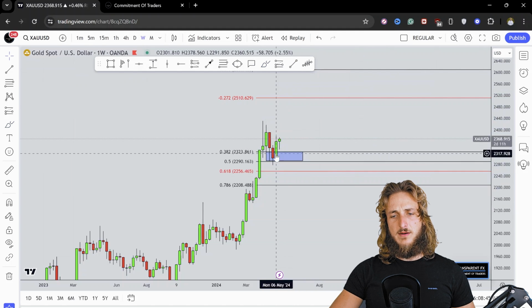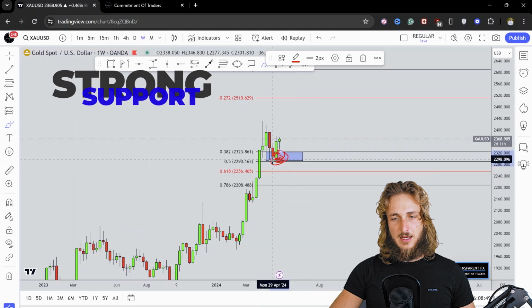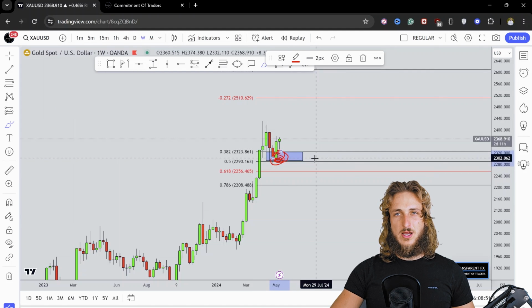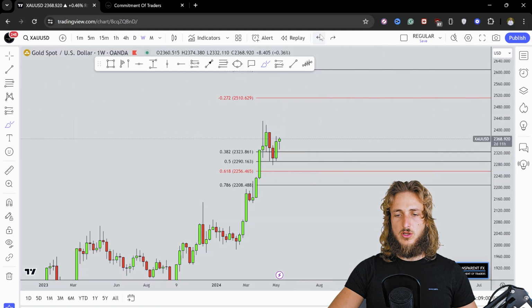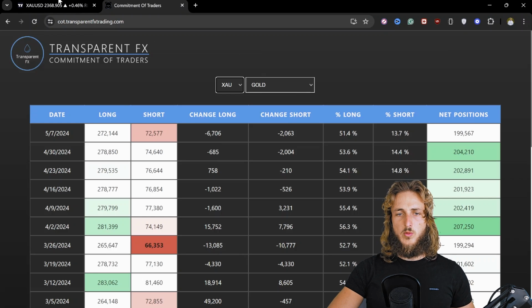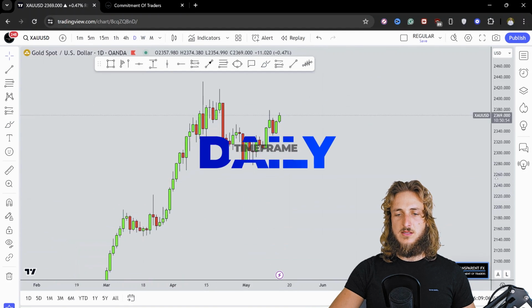Now, since we have these confluences of support here, so these two Fibonacci levels lining up around this area of price, inside of a confluence of support zone, you would expect to see more institutional longing. And in fact, we will be speaking about institutional longing in just a few minutes when we move to the order flow. But for now, let's go down on the daily time frame and see what we have.